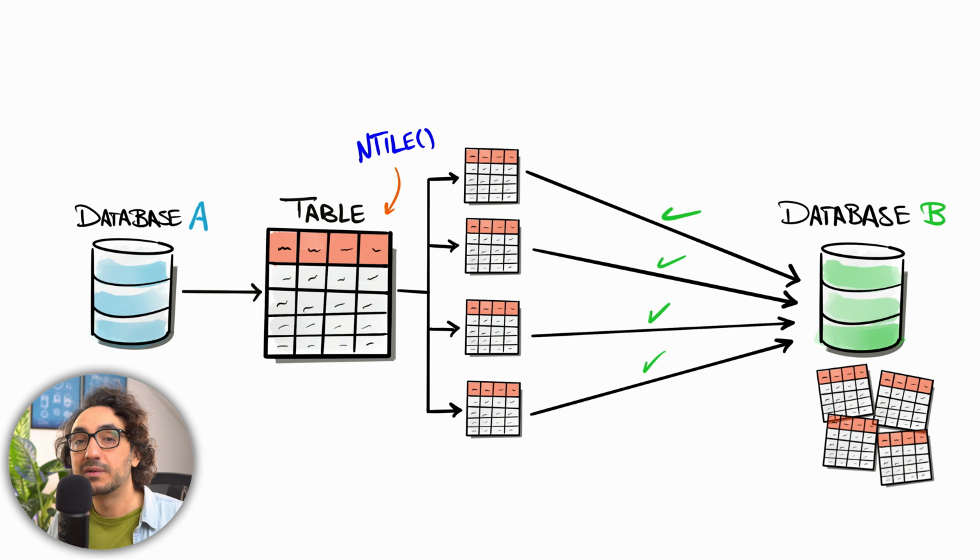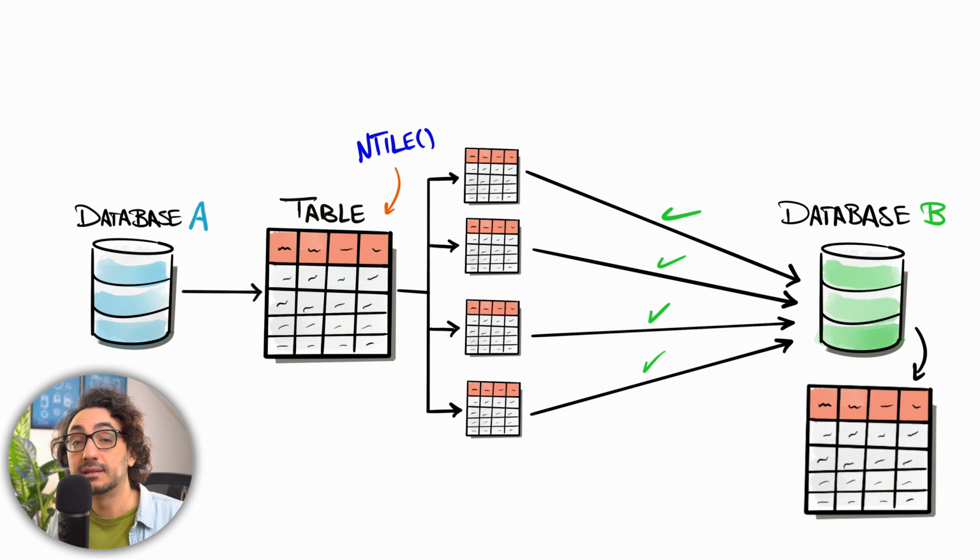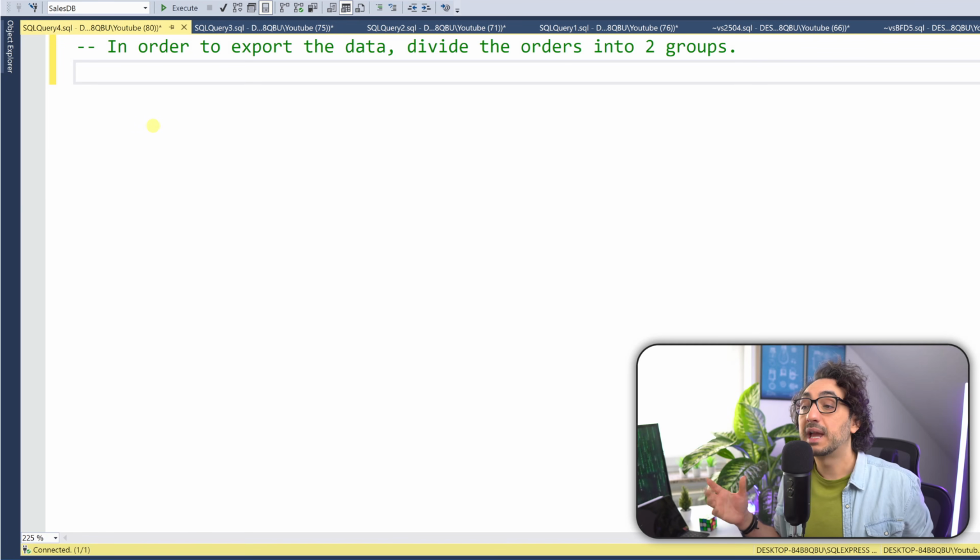So now after loading everything, at the end in the target database we're going to have those small tables, and of course we can use the UNION in order to merge them, in order to have again the big table that we have in the original database. So this is a very common use case for the NTILE in order to split the load and to balance the processing of extracting data.